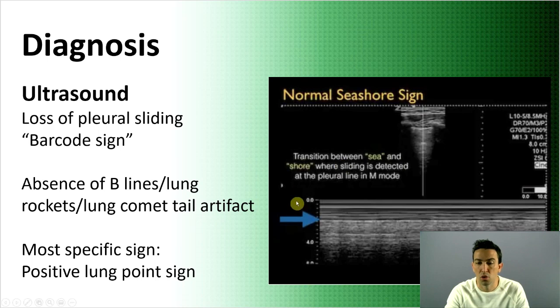This is what a normal ultrasound of the lungs would look like. We call it seashore or sand on a beach kind of deal, but this line right here is M mode that you put on through the ultrasound, and then you get this sandy appearance through M mode, which tells you that there is lung sliding, that there is not a pneumothorax.